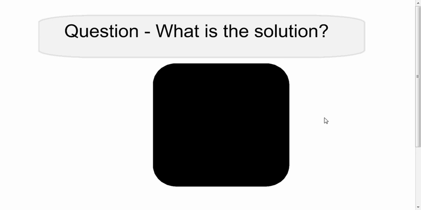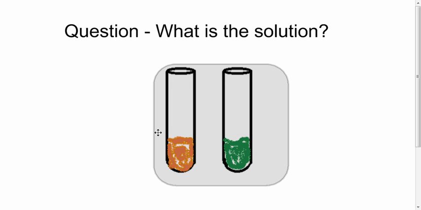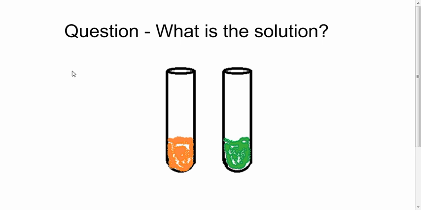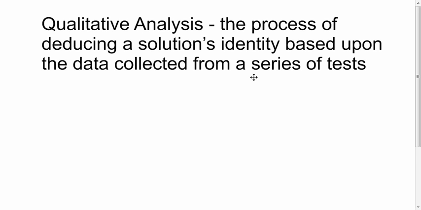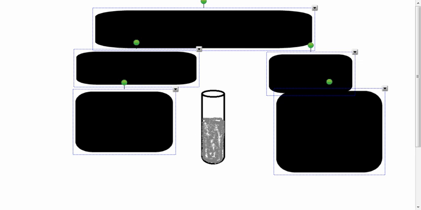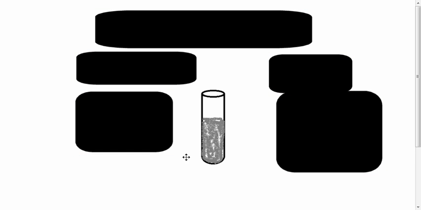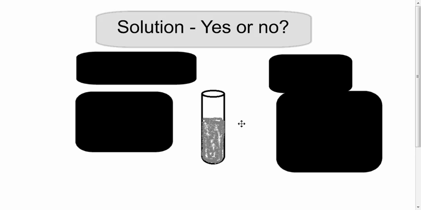Now, here we have a couple solutions. What qualitative analysis basically is, is figuring out what is it? What is this solution? Because in qualitative analysis, you basically do a bunch of tests on these solutions to try to figure out what they are. Now, if you've got this liquid, first thing you've got to figure out is, is it a solution or not?